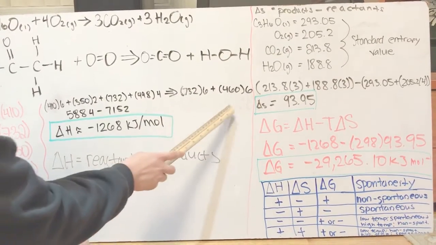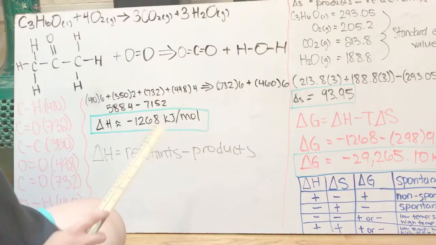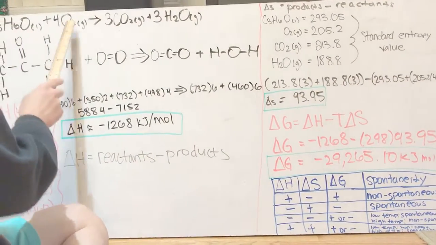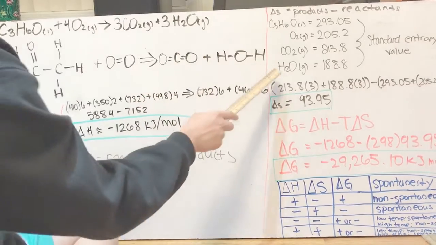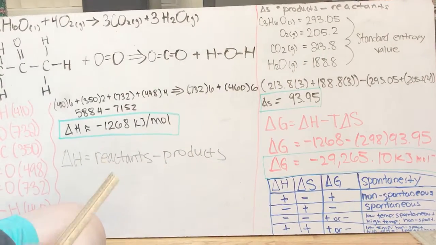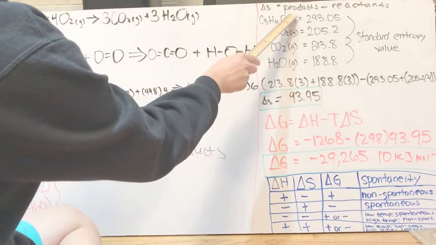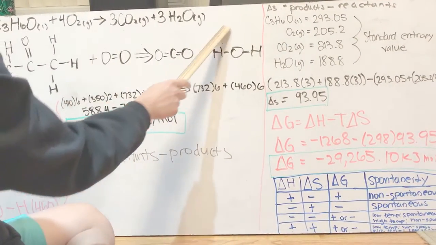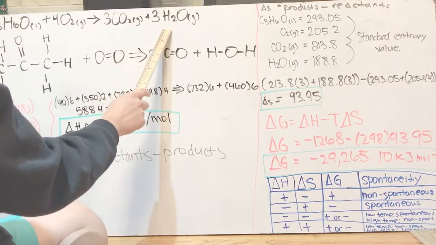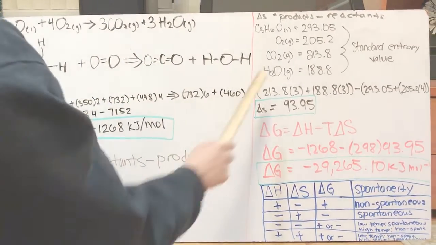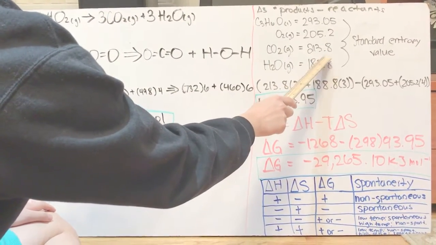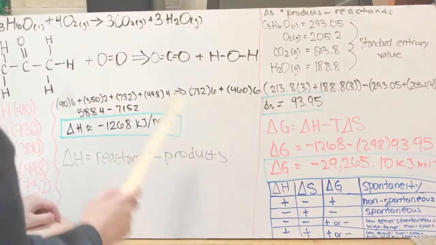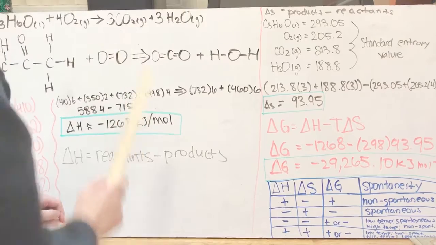Next, we have to find the delta S of the reaction. First, you have to find the standard entropy values of the reactants and the products. And you can find these values online. So you see that the equation is products minus reactants. So we should look at the product side first. We see that there's CO2 and H2O. So CO2 is 213.8. And then we multiply that value by 3 because there's 3 CO2 in the product side.